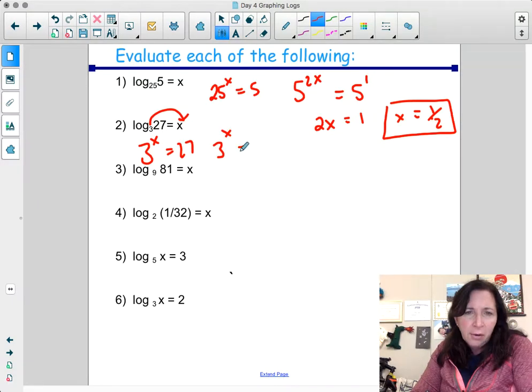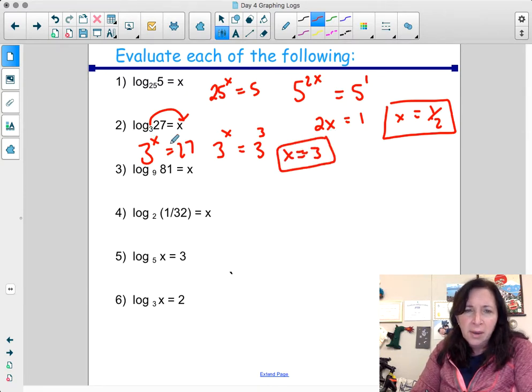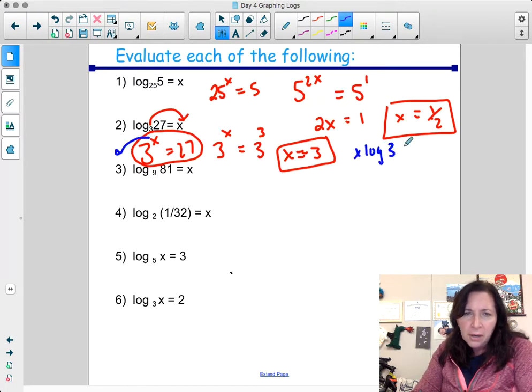3 to the x power equals 3 to the third power, x equals 3. Now, in the previous lesson, I talked about doing this a different way. So let me show you how you would log that. You would take the x out front, and you would get x log 3 is equal to log 27. And x is equal to log 27 divided by log 3.